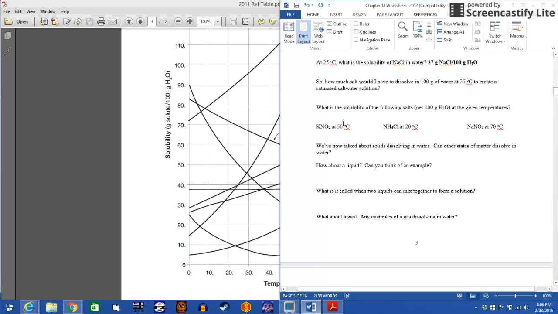Now, you have a couple more exercises to do. I want you to find the solubility of these salts per 100 grams of water at all the given temperatures. Now, I'm telling you it's per 100 grams of water, so you can just write the mass down. So KNO3 at 50, that's potassium nitrate, ammonium chloride at 20 Celsius, and then sodium nitrate at 70. So you can use table G to take a look at that. All right, so there you go. That's the beginnings of looking at table G.